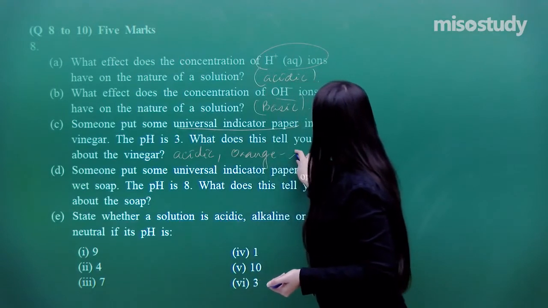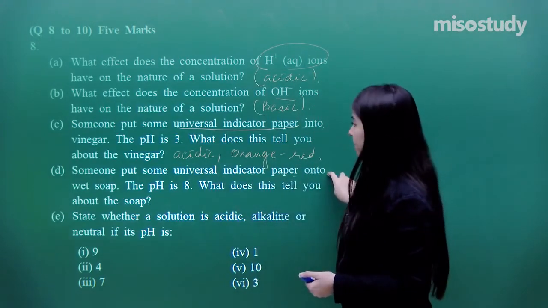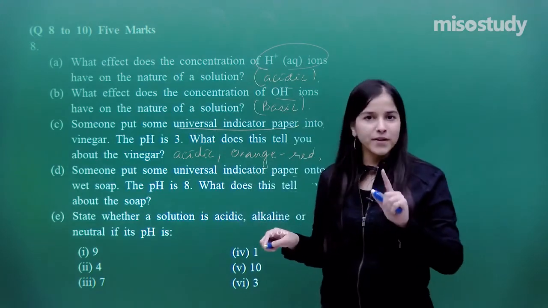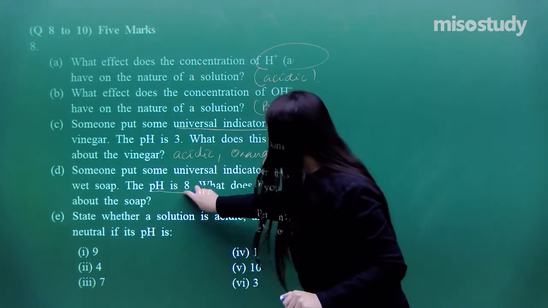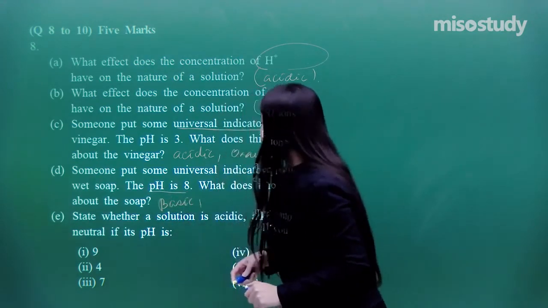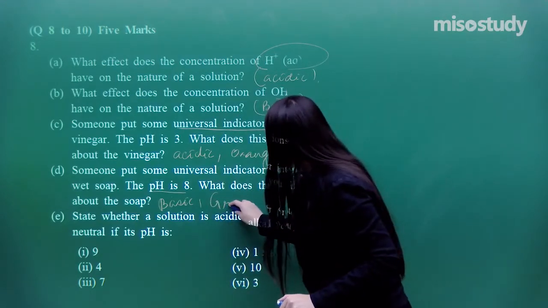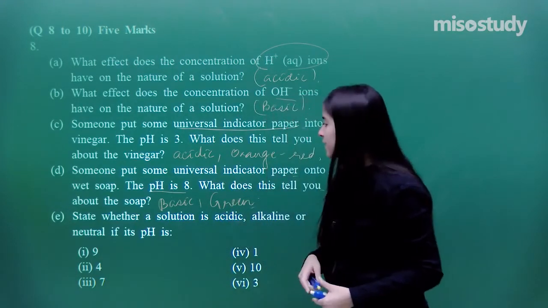It will tell us about the acidic nature of the vinegar, and it will turn orange red. Someone put some universal indicator paper onto the wet soap. Soap is a base. The pH is 8. What does it tell? That soap is basic, and the color would turn a little greenish. So, the color would be green.